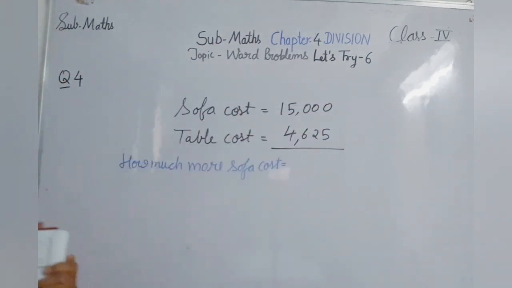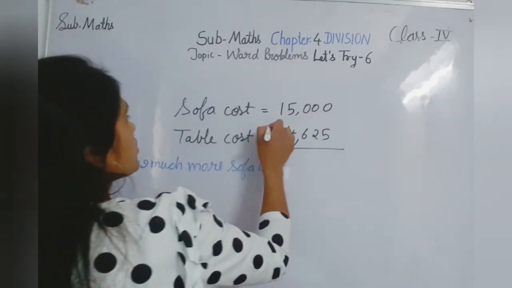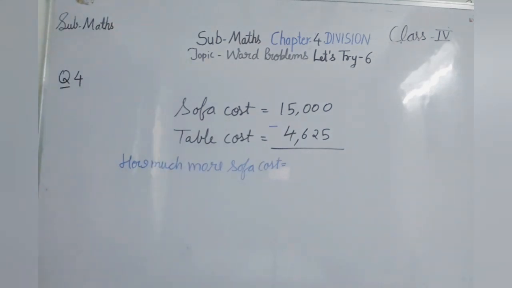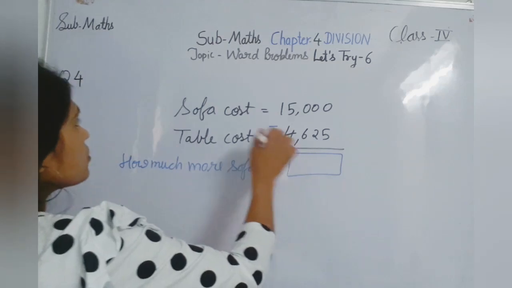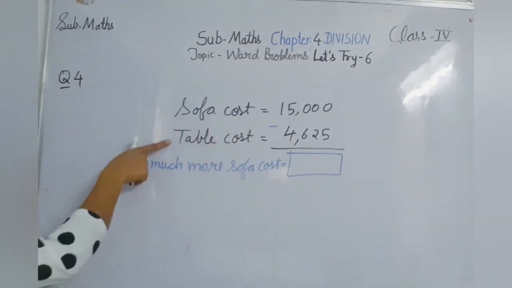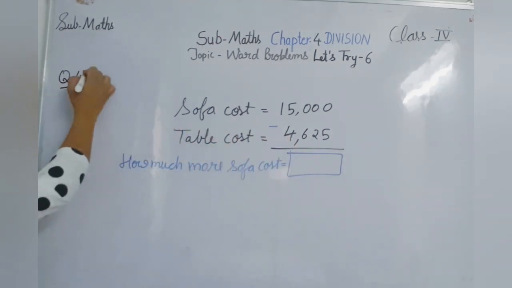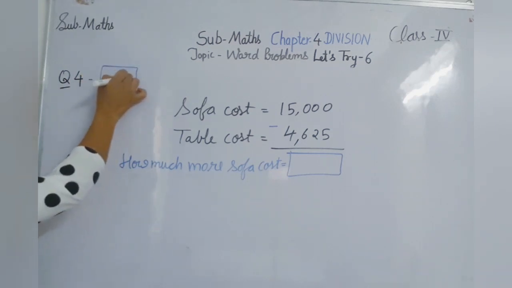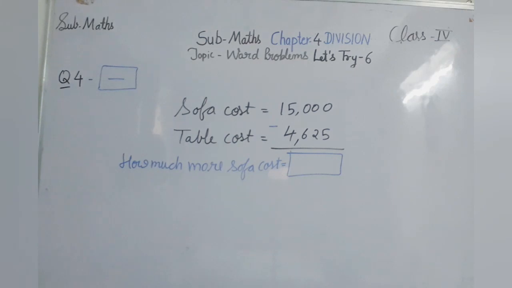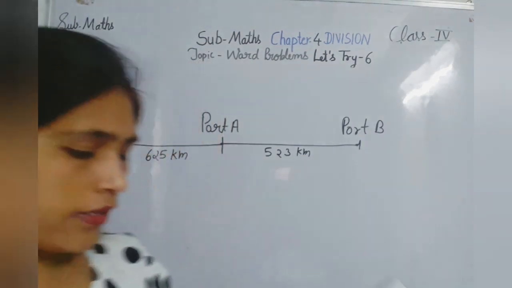So how much more? So what do we need to do here? We need to do subtraction. Yes, if we subtract, then we can identify how much more the sofa costs compared to the table. So in question number 4, which operation will we use? Subtraction. Okay, in question number 4 we will use the subtraction symbol. So let's see the next question.